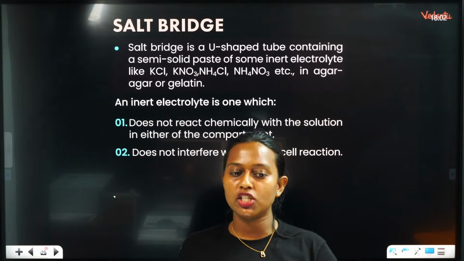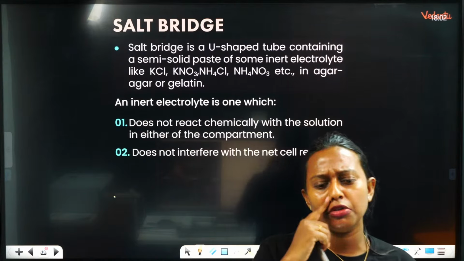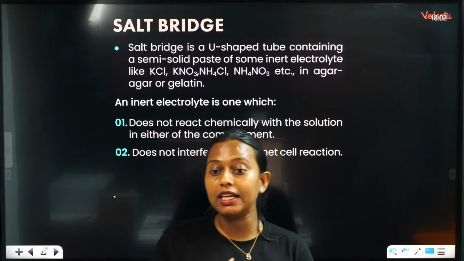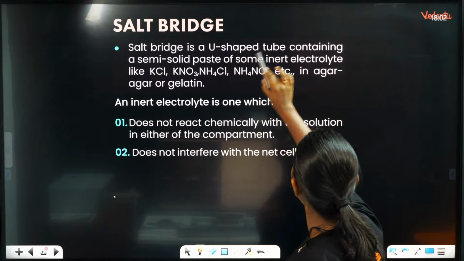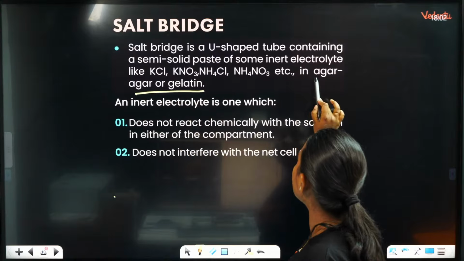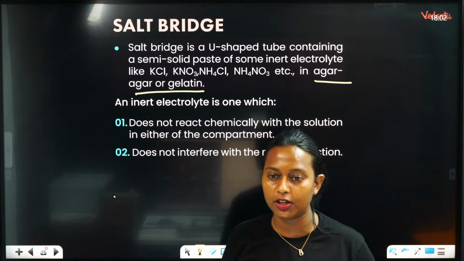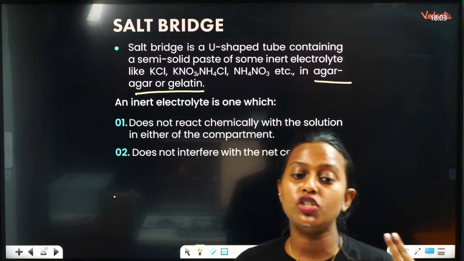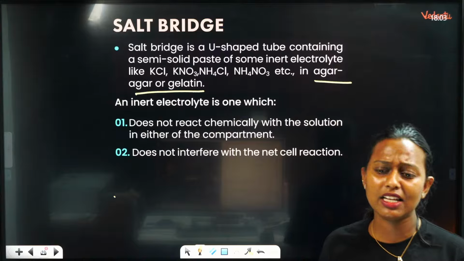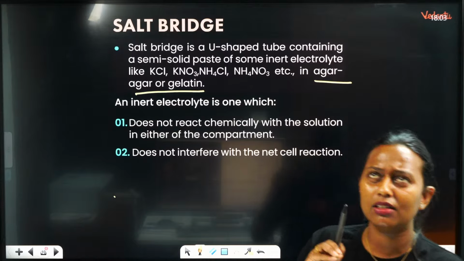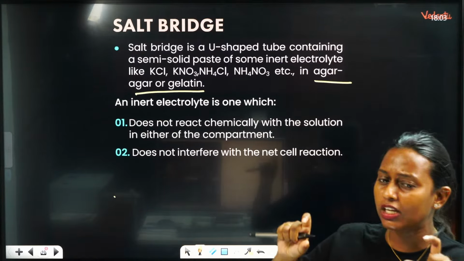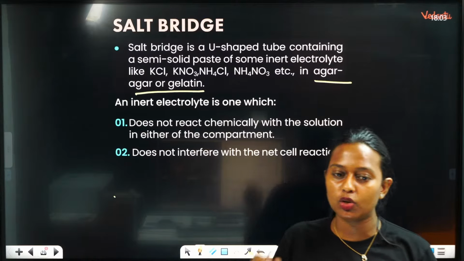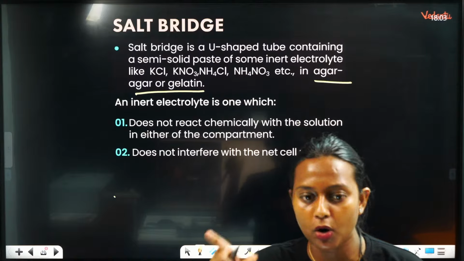And one more point I want to add. We know that an electrolyte means it is usually in liquid form. But here agar gel or gelatin is used to fill it. The reason is that agar gel and gelatin are actually in semi-solid form.